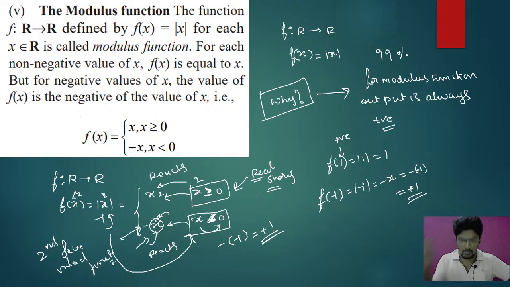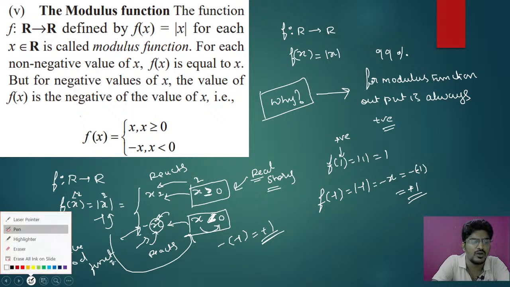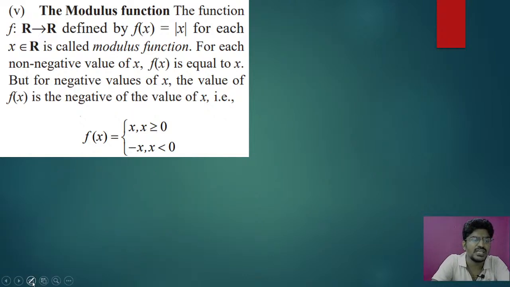The mod function has two phases, one for positive and another one for negative. Whenever you have a positive entry, it will act with the positive phase. Whenever you give a negative entry, it will act with the negative phase. That's why the output will always be positive, as you can see here.